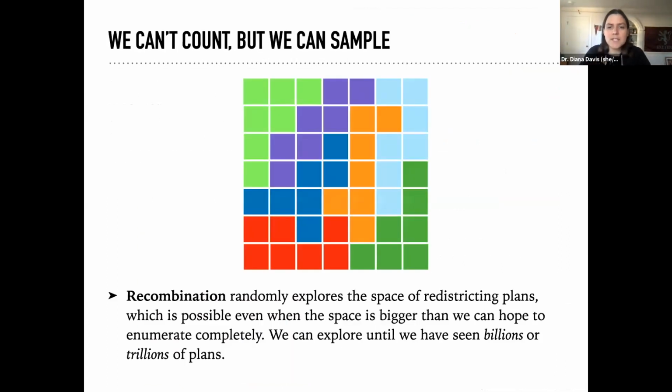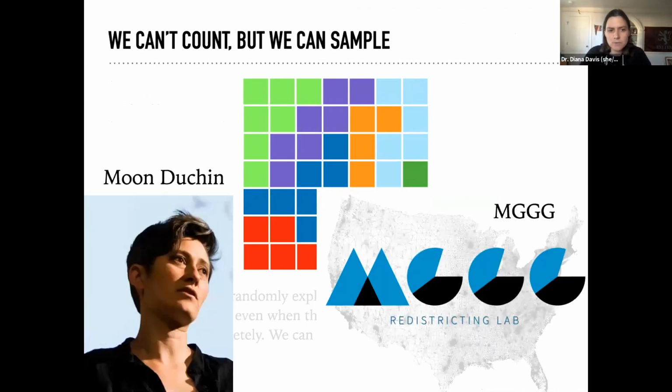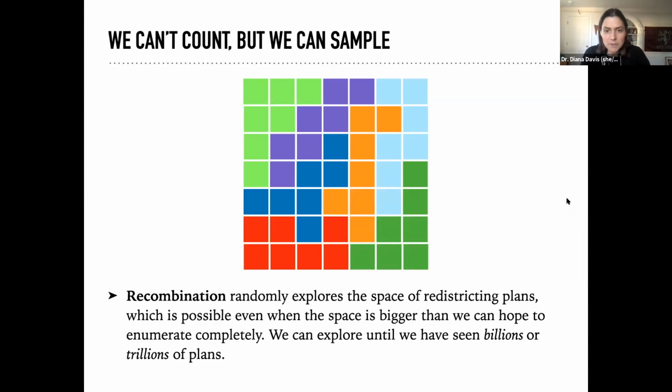So what we do is instead we sample from the space of districting plans. We're going to use this method called recombination, which comes from the Metric Geometry and Gerrymandering Group at Tufts, led by Moon Duchin, who's there on the left. They developed this algorithm, and they've trained us and other people to use it so that we can assess fairness. So every time we talk about Jerry chain or the resampling algorithm, it's using the computational work of the MGGG.